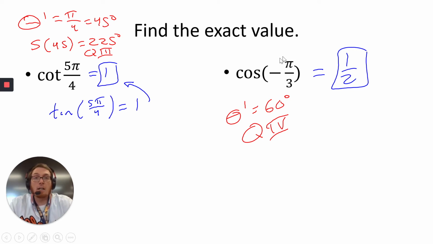Cosine of negative pi over 3 is the same as 60. You go downwards, remember negatives go downwards, and you end up in quadrant 4. Cosine of 60, the adjacent would be 1, and the hypotenuse would be 2. And then it's 1/2, not negative 1/2, because in quadrant 4, cosine is actually positive, according to the all students take calculus approach, and also x is positive in quadrant 4.